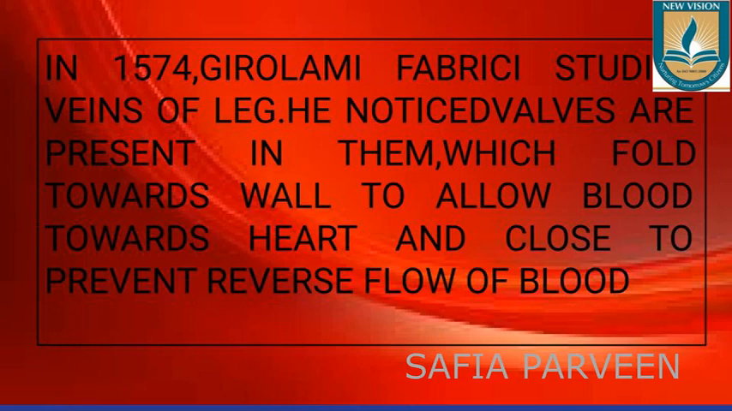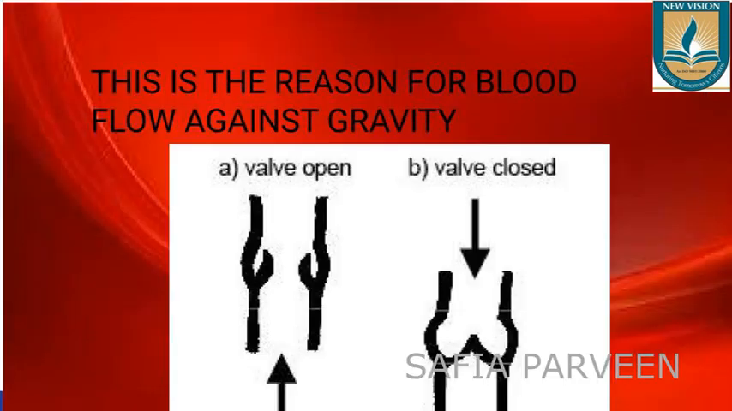That is because veins have valves. Valves are structures which open to allow the blood to flow, and they stick themselves to the walls of the veins so that the blood flows. Whenever the blood tries to flow in the reverse direction, these valves close and block the flow of blood in the opposite direction. Because of the presence of these valves, blood flows against the gravitational force, and this was discovered by Girolamo Fabrici.